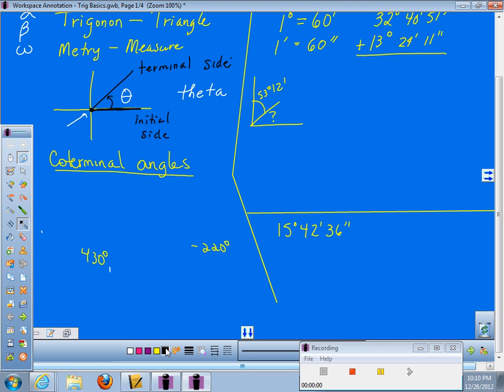Because, for example, if I was to draw here a coordinate system and ask you to show me where an angle of 430 degrees is on that coordinate system, there are actually other angles that end in that same location. They have the same terminal side. That's why they're called coterminal, because they share the same terminal side.